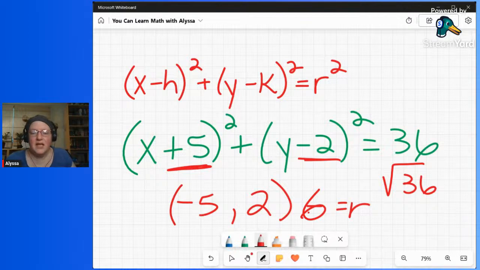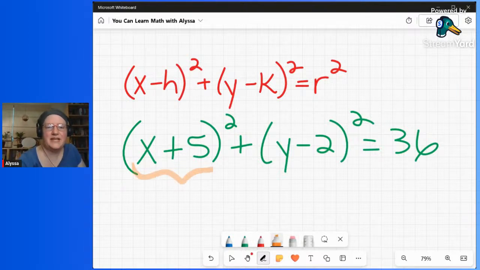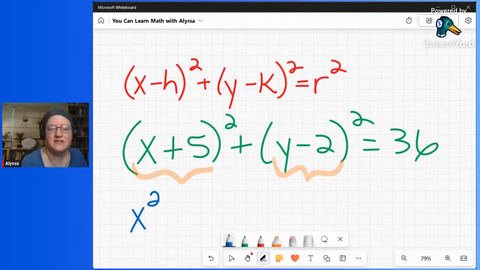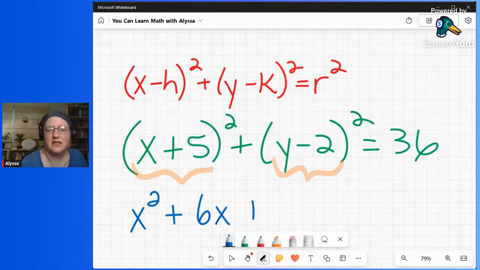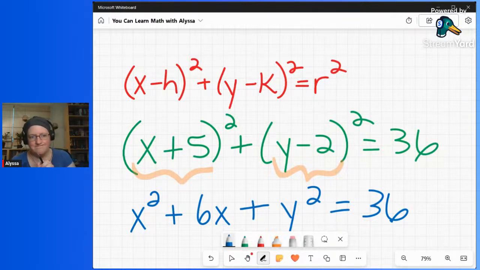And that's it. The little wrinkle that comes in, and this is the one little wrinkle that everyone hates with circles. You see how this is this nice, pretty x plus 5 squared, y minus 2 squared? Yeah, sometimes they give it to you in formats like x squared plus 6x plus y squared equals 36. And then they'd be like, put this in standard form. And you're like, what? And that's where our old friend completing the square comes in.